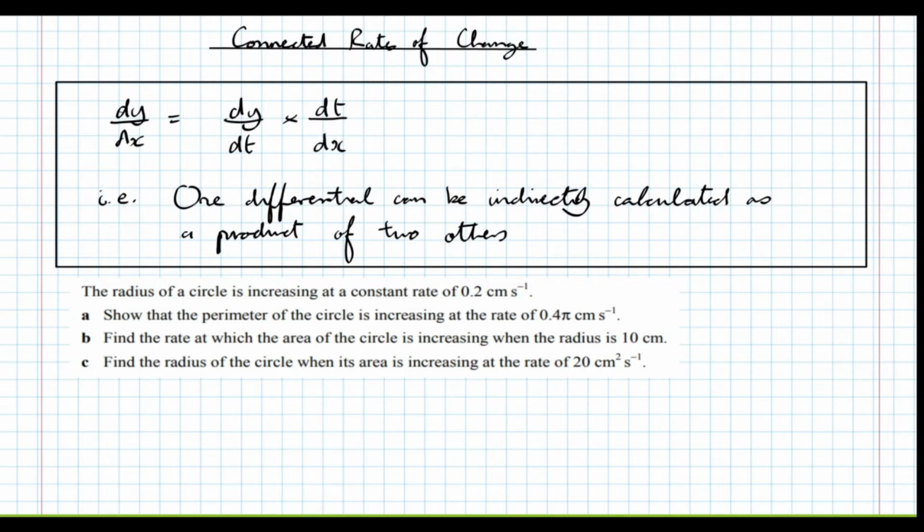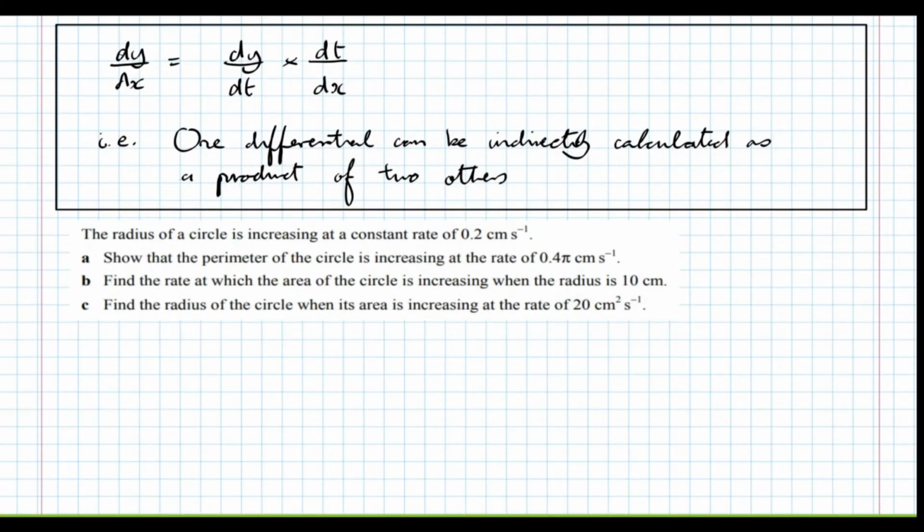So the key here is to get all the information down that the question's given you on your first read through. So the radius of a circle is increasing at a constant rate of 0.2 centimeters per second. That tells me, so I'm going to use r as the radius, that dr by dt, the rate of change with respect to time, dr by dt equals 0.2.